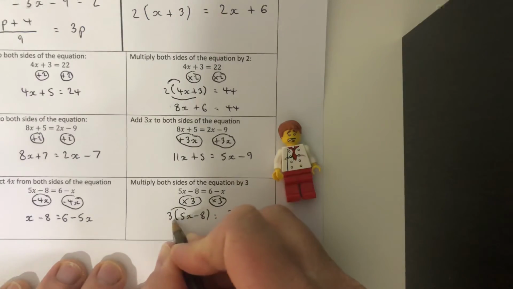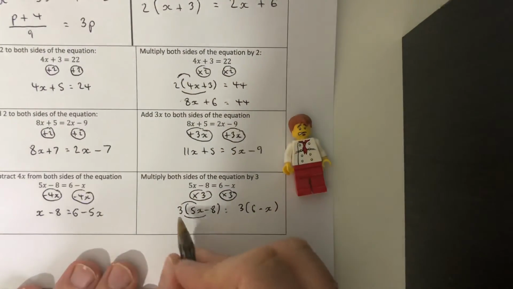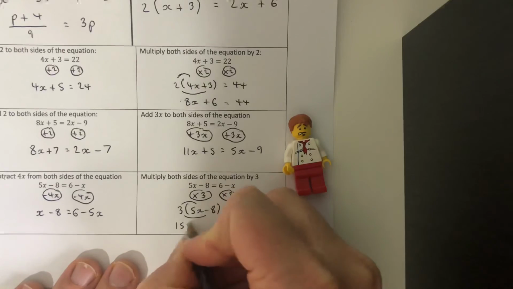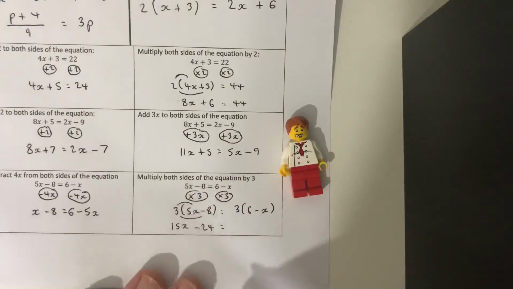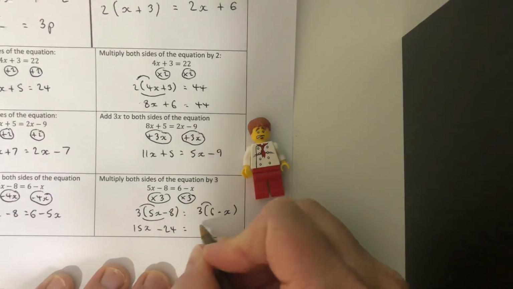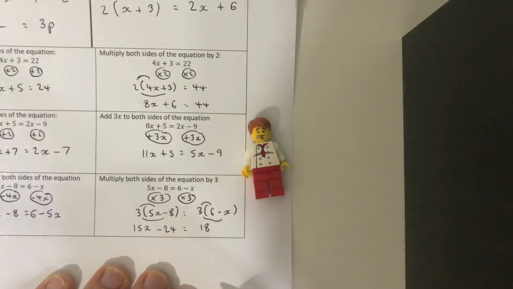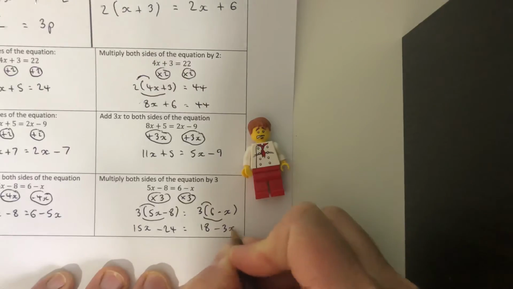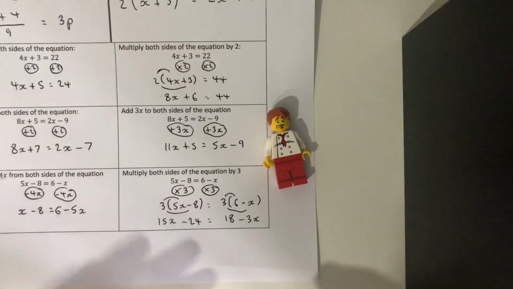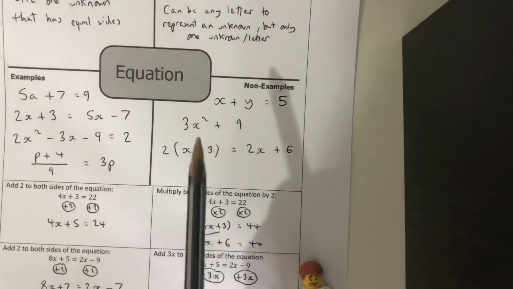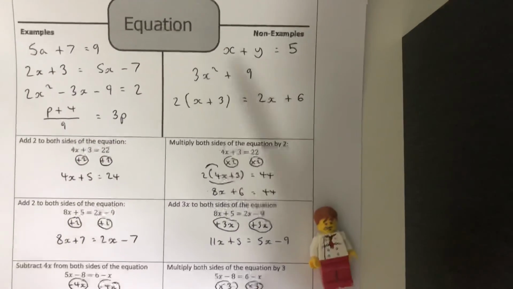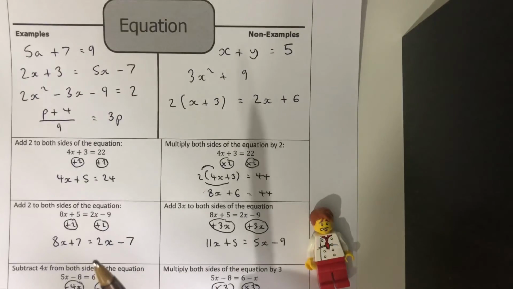If we want to use that expanding stuff we were doing recently, 3 times 5x will give me 15x. 3 times minus 8 will give me minus 24. Okay, I've just got rid of the brackets. 3 times 6 will give me 18. And 3 times minus x will give me minus 3x. And that's your lot. So with an equation, what we're looking for is got the equal sign, got a letter, but only one letter appearing in it. And anything you do to the left, you must do to the right.